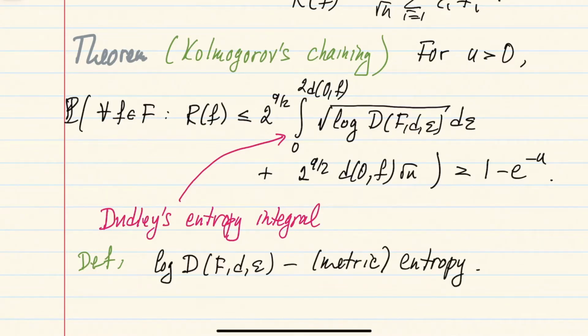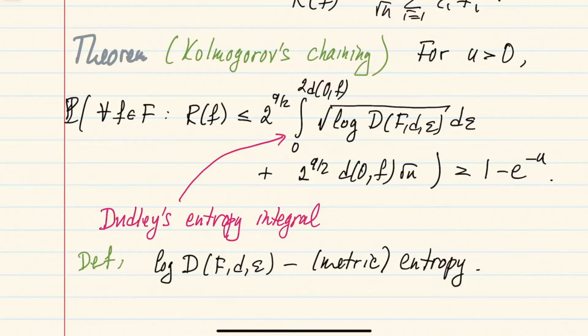Okay, and in that integral we integrate the square root of this entropy up to twice the distance of f from 0. Okay, so the basic meaning of this result is that we are trying to control random variables Rf, this Rademacher process, simultaneously for all vectors in our set F. Okay, and this first term given by Dudley's entropy integral, it represents some sort of penalty that we have to pay for trying to get this simultaneous control.